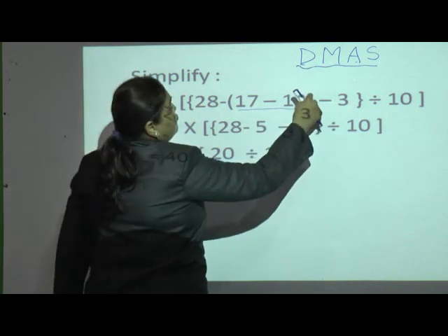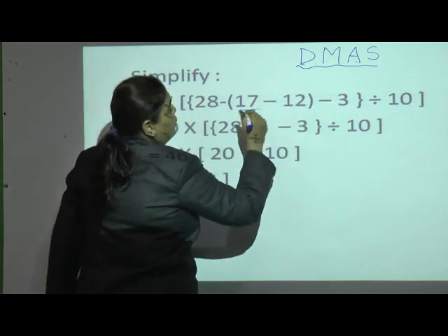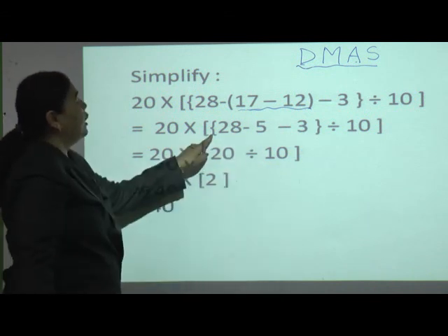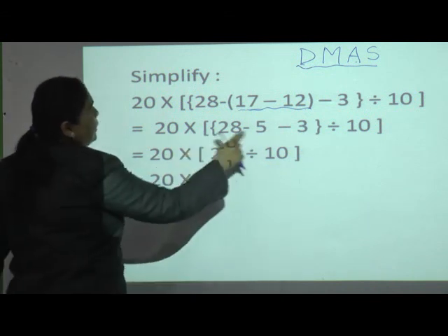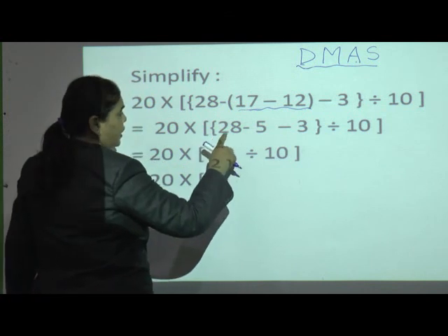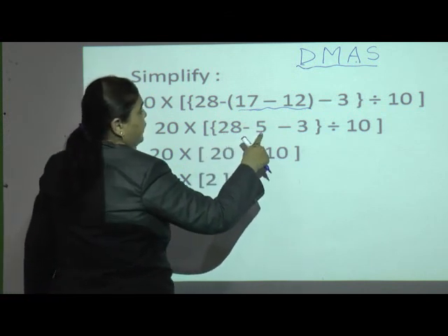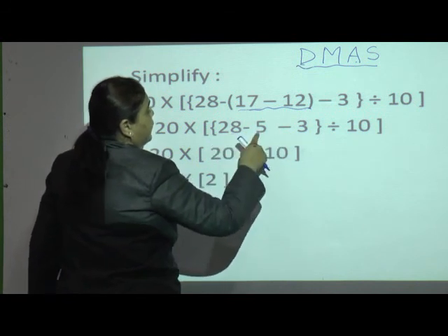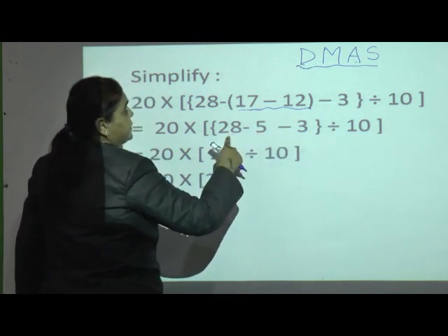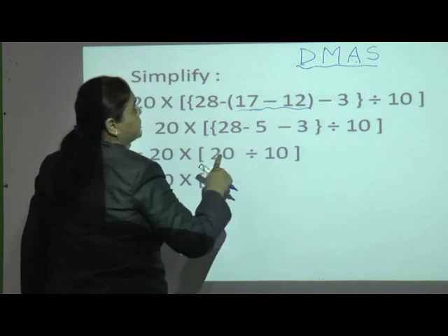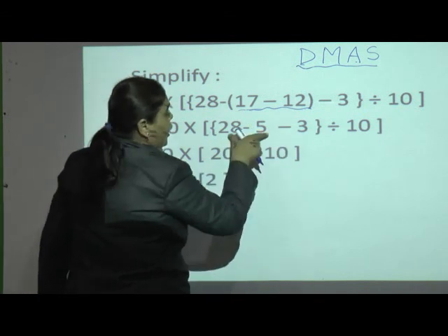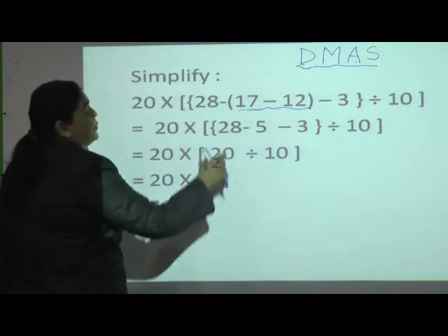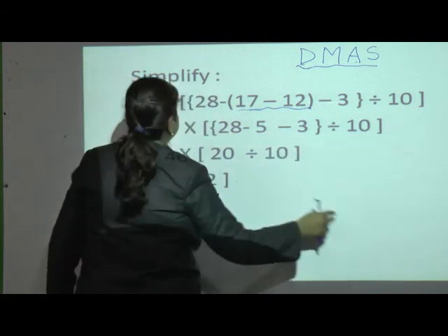What we had done, first we had solved the round bracket. Next step we have to solve the curly bracket. What is in the curly bracket? We will see 28 minus 5 minus 3. You know what 28 minus 5 is? Yes, 23. 23 minus 3 is 20. If you are having some complications, you can do it on the right hand side. Practically, you have to do the subtraction.